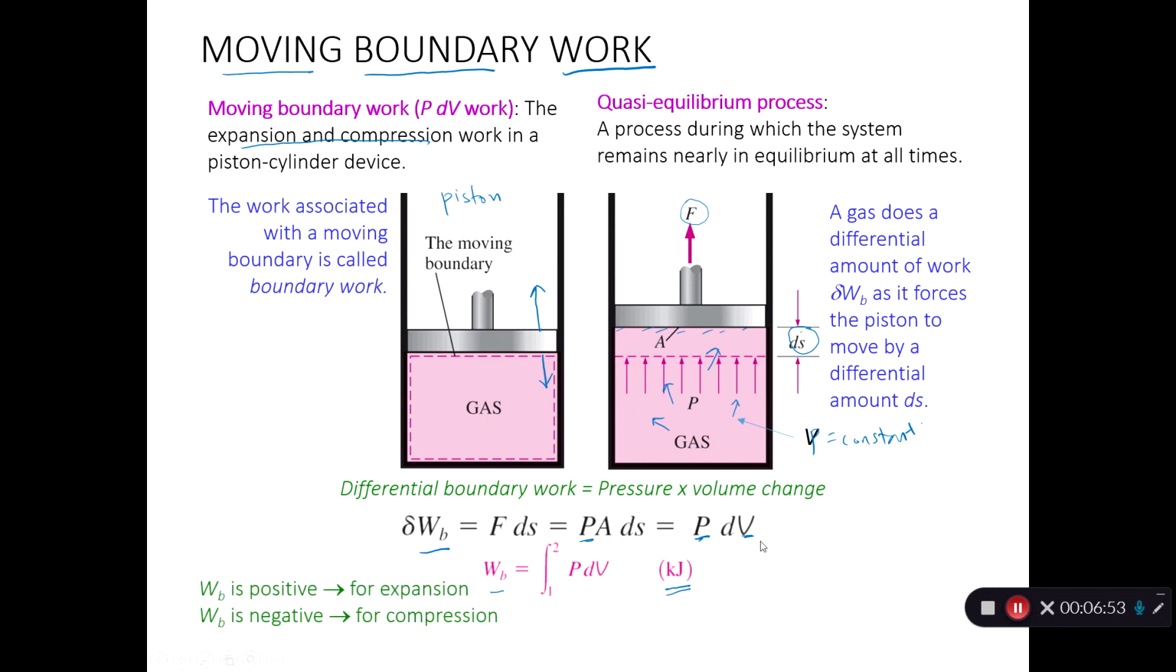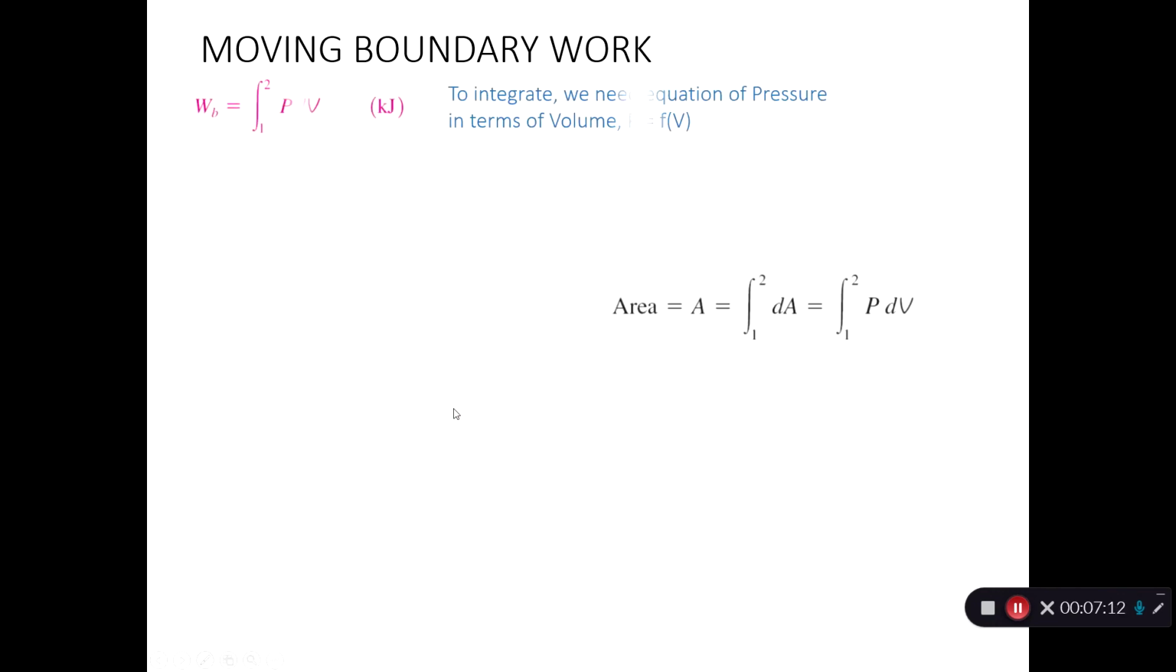To establish the sign, whether it's negative or positive, normally if it's positive boundary work, it's expanding. So easy. If the volume is increasing, then it's positive boundary work. If the volume is decreasing, compression, then it's negative boundary work. Now, to integrate this, we need the equation for P. You actually need a function of P in order to solve for boundary work.